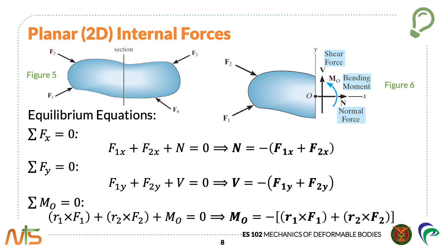For the summation of moments about O, we have the position vector r1 cross the force vector F1 plus the position vector r2 cross the force vector F2 plus the bending moment at O, and then equate it to 0. The bending moment at O is therefore equal to the negative of the summation of the moments due to F1 and F2.